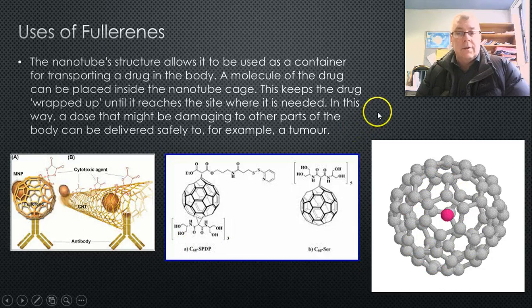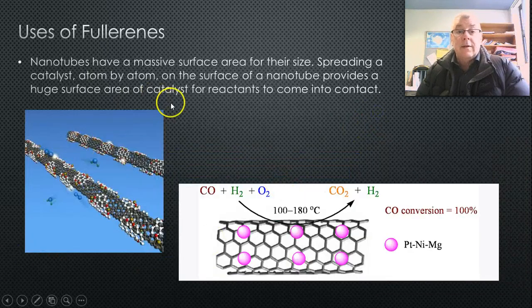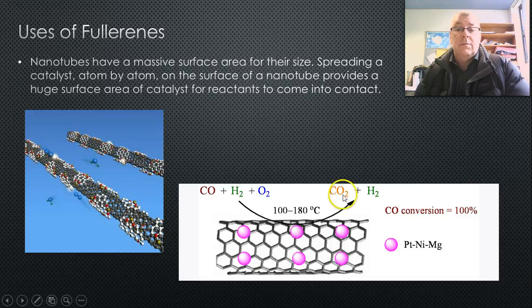So they can be used as a drug delivery system. They can also be used, because of their massive surface area, as catalysts. Well, not so much as catalysts, but you attach the catalyst to the tube, which is what's happening in this case here. And also here, this is an example of a catalytic converter. We're using platinum, nickel and magnesium distributed along the nanotube, and you're passing carbon monoxide through it, and you're getting carbon dioxide, which is what happens in your exhaust system in your car.